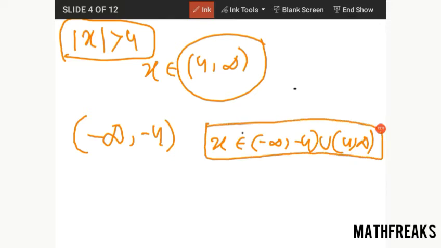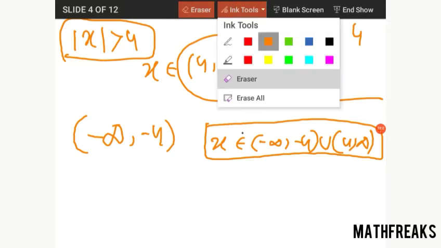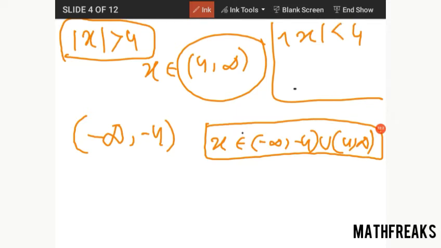Again, now you can also find this range. I'm directly writing this, okay? Sorry, |x| less than 4, so this is very obvious. This will be from -4 to 4, open, because not included, correct? So these were your inequalities.